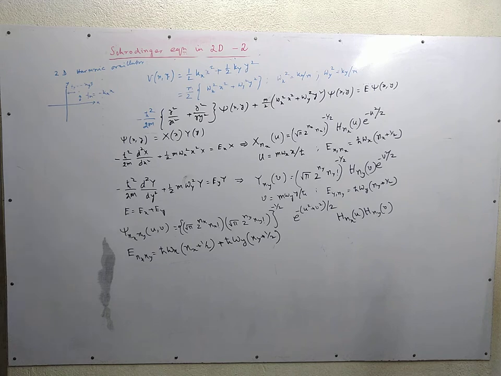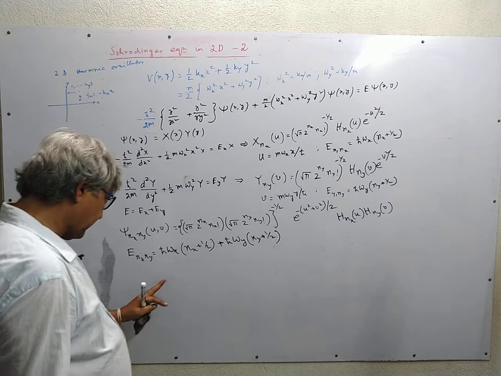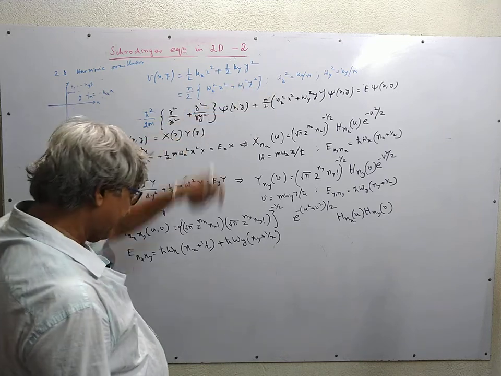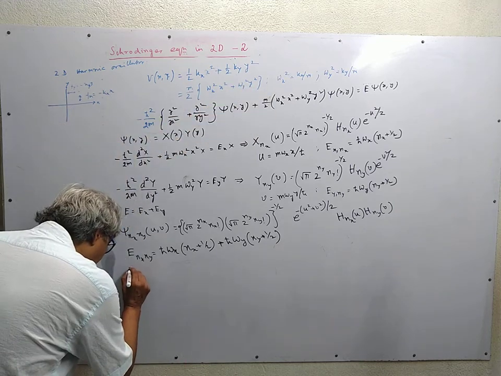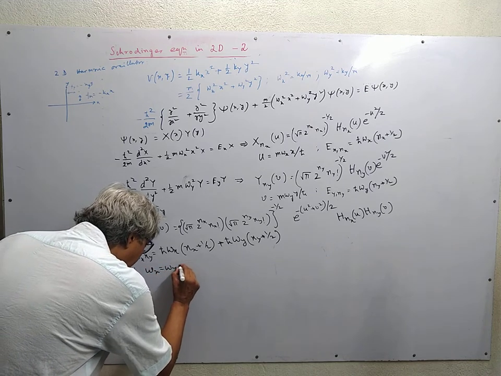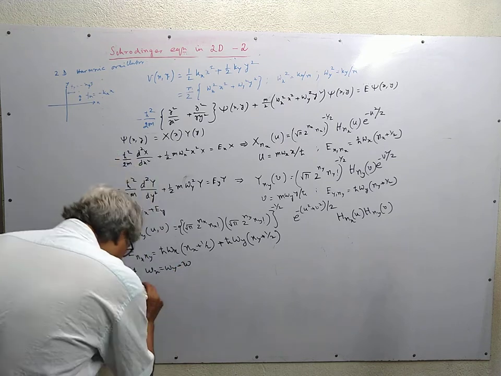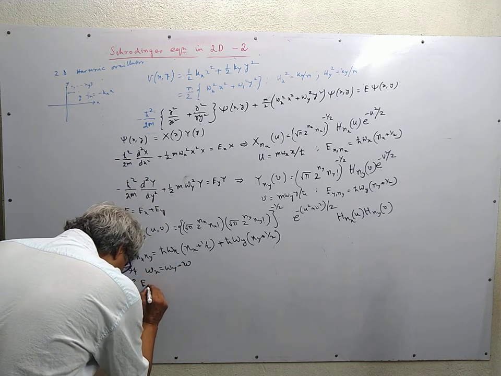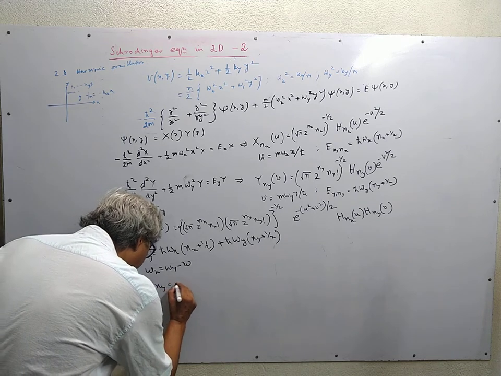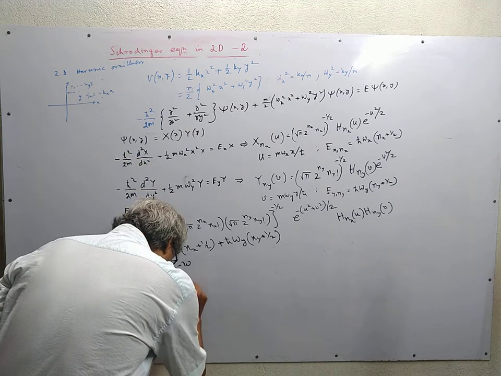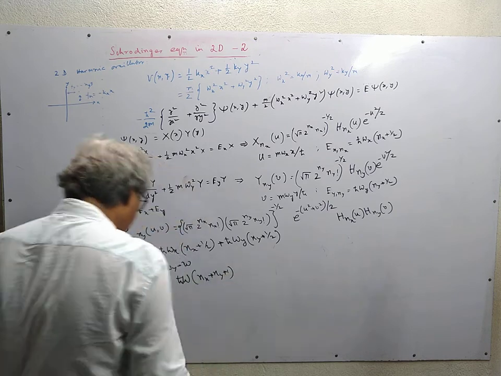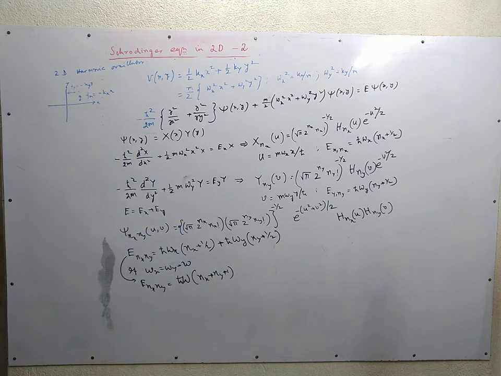For the symmetric oscillator, a special case arises when omega x is equal to omega y, that is kx is equal to ky. If omega x is equal to omega y is equal to omega, then E becomes h cross omega times nx plus ny plus 1, and the question of degeneracy arises.